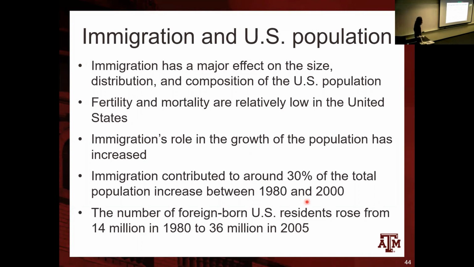The number of foreign-born in the US rose from 14 to 36 million between 1980 and 2005. And again, these are foreign-born people. Their direct contribution to the change in the size of the US population is big, but also as they have children here, that contributes to a difference in the composition of the population.